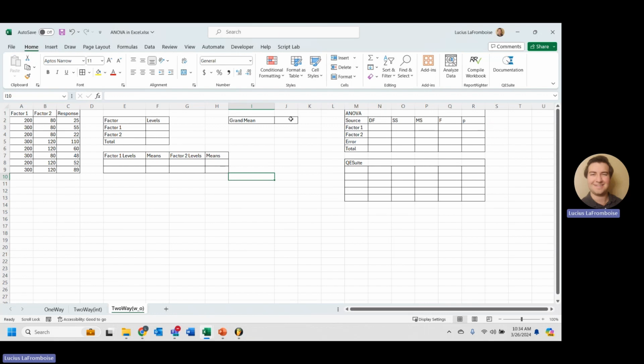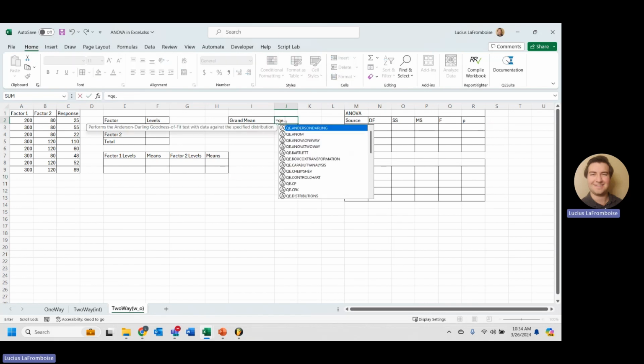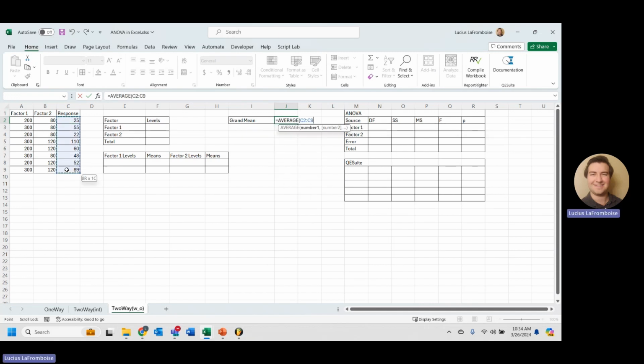So here we are in the without page, and this one's a little bit easier. So to start, we're going to start from the same spot. We'll do equals QE, equals average of our responses. So now we have our grand mean. And again, we want to get our count unique from our factor level 1. Yep. And then count unique of factor 2.